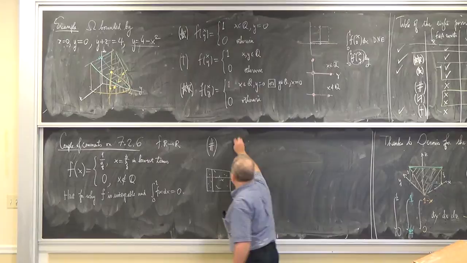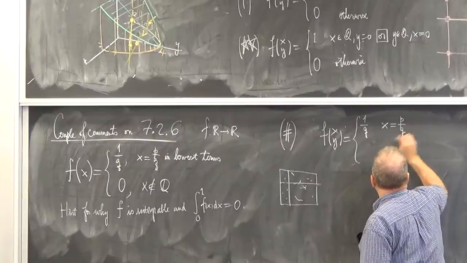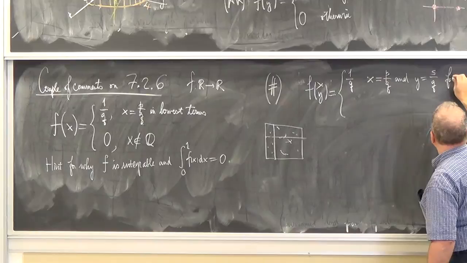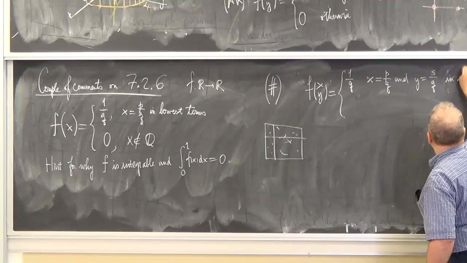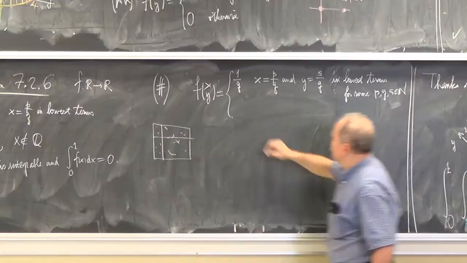So what if you do 1 over q when x is p over q and y is s over q, both in lowest terms. So same q in lowest terms, for some p, q, and s. And then zero otherwise.